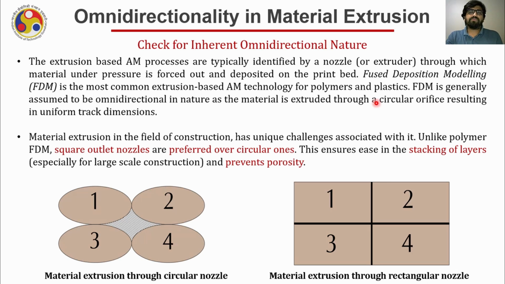But a few extrusion based processes have been found to use rectangular orifices for the nozzle instead of circular nozzles, and it is preferred due to appropriate stacking of layers. In such cases, if we use a circular nozzle, then there may be a chance of having voids, but if you use rectangular nozzles, the stacking of the layers is quite good and there is less chance of getting voids. But if we use the rectangular orifice, then there may be an issue that arises and makes the process non-omnidirectional.